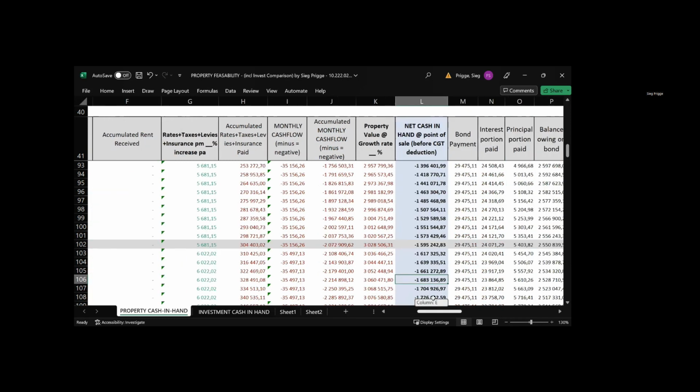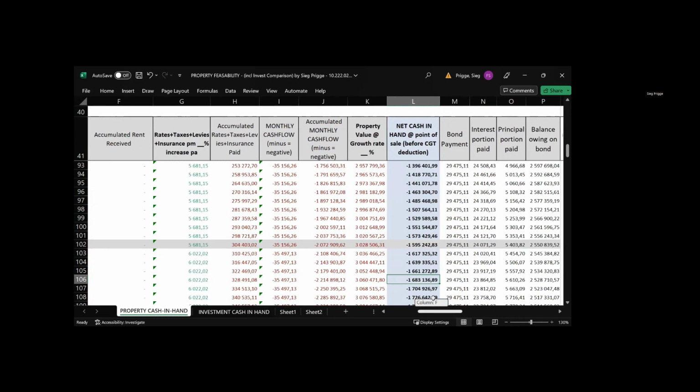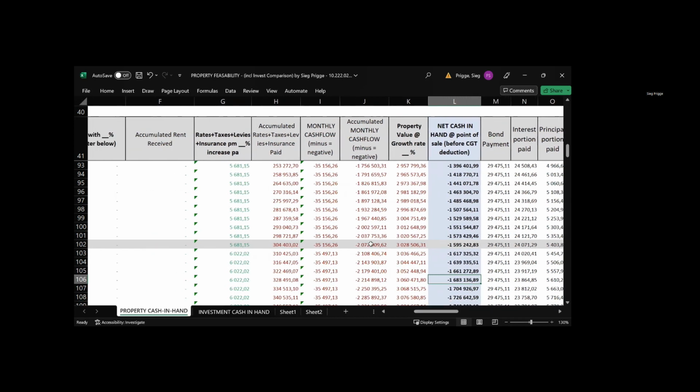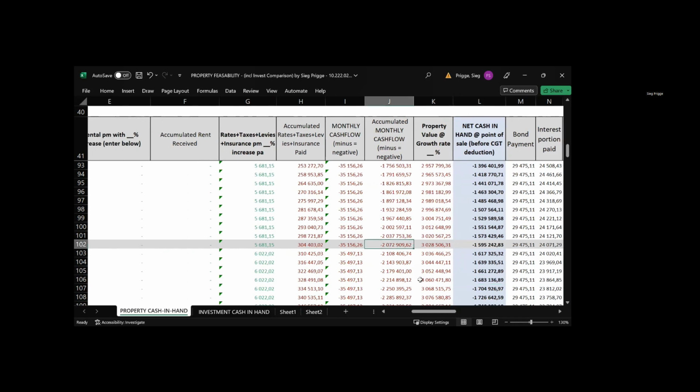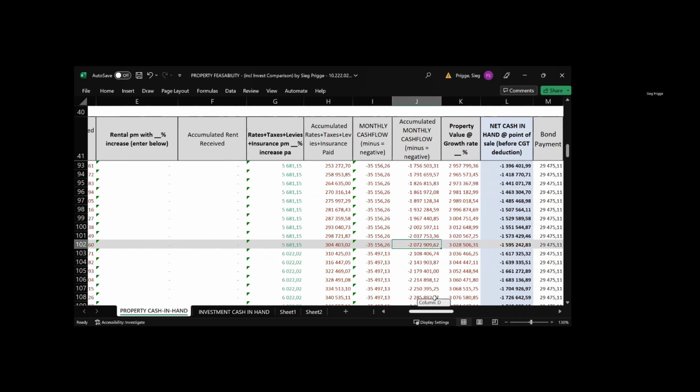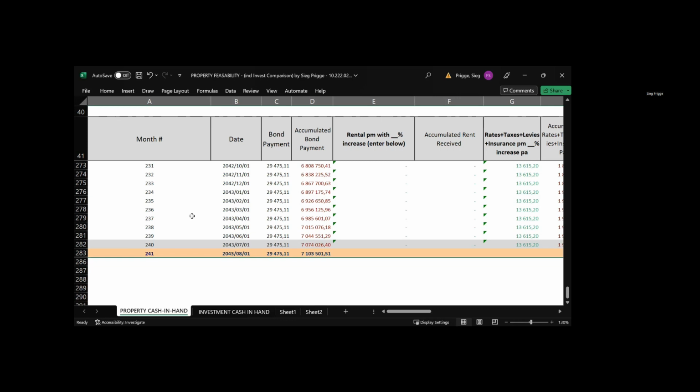Your bond is 2.55 million outstanding, and you're getting 3 million back from the sale of your house. Remember, the 206 have already been deducted. So you get about 500 in your pocket, but you've spent 2 million Rand in expenses over this time. So you're 1.5 million down. So let's look at the 20-year figure.